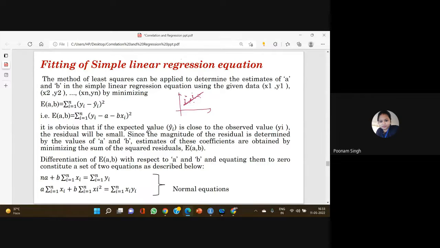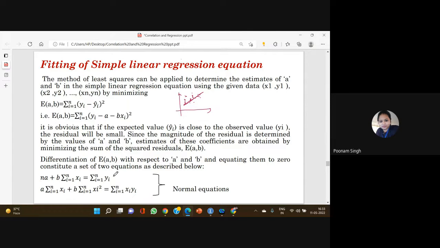Okay, it is obvious that if the expected value yi is close to the observed value yi, the residual will be small. Since the magnitude of the residual is determined by the values of A and B, estimates of these coefficients are obtained by minimizing the sum of squared residuals. So we will differentiate this with respect to A and B and equate them to 0, and we will get these two normal equations in this form.